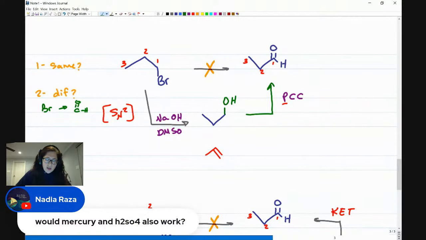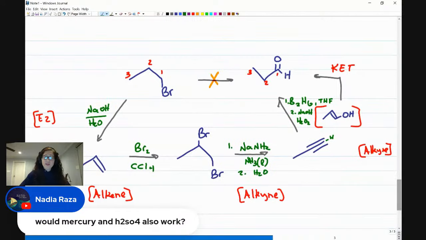Question, would mercury and H2SO4 also work? Yes and no. If I used mercury, I would get a Markovnikov product, and that would put the carbonyl right there. So the product would be a ketone rather than an aldehyde, which is great if you want it in the middle. But in this case, we want it at the end. So we need the anti-Markovnikov product, so we're doing hydroboration.